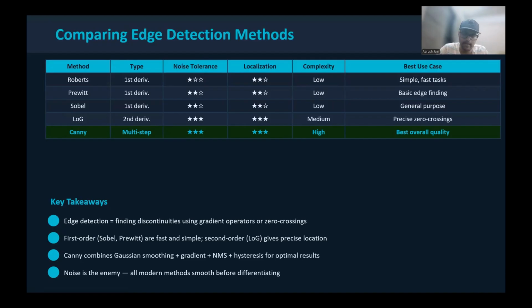The key takeaways are: first, edge detection finds large, rapid changes in pixel intensity. Second, we use image derivatives, first order for gradient magnitude and second order for zero crossings. Third is the Canny pipeline, where each step addresses a specific failure mode of simpler methods. And the fourth and final one is noise suppression: every serious method smooths the image before differentiating.